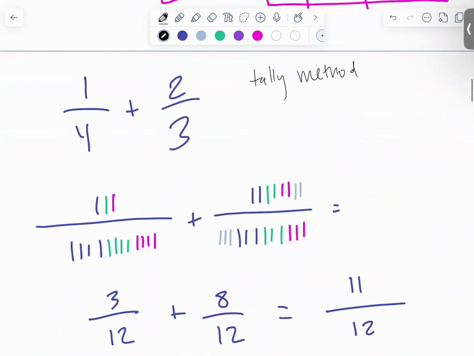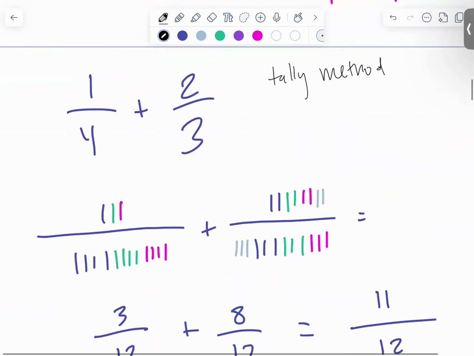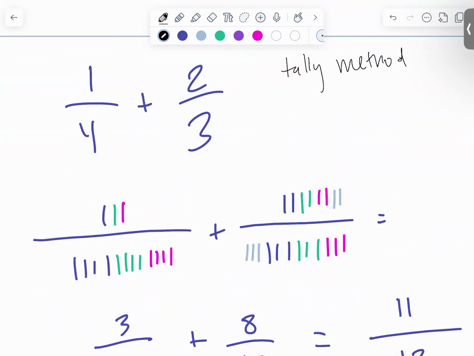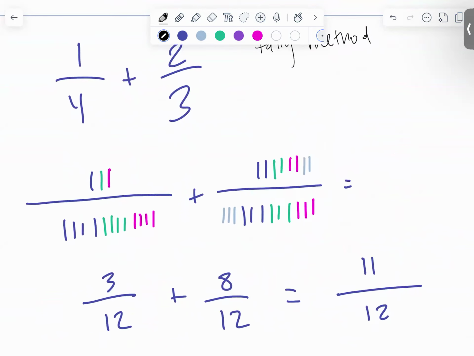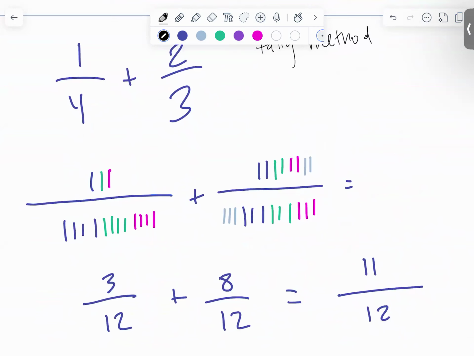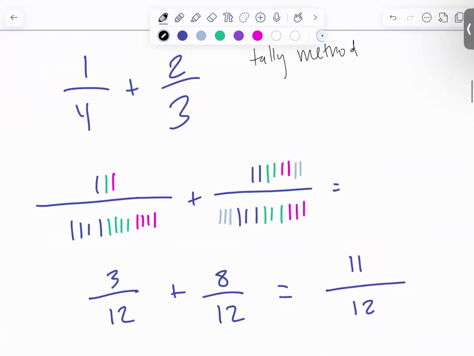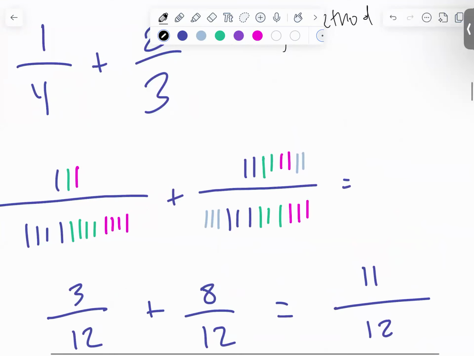Another method I found was a tally method. What you do is, instead of using numbers, you use tallies and you keep adding your groups until you get to the same amount in the denominator. And so you can see here that I added 3 1/4, or I added 3 ones, and then I added three groups of four until I got to 12, because when I did the same thing with the 2/3, I had to add four groups of three until I got to 12.